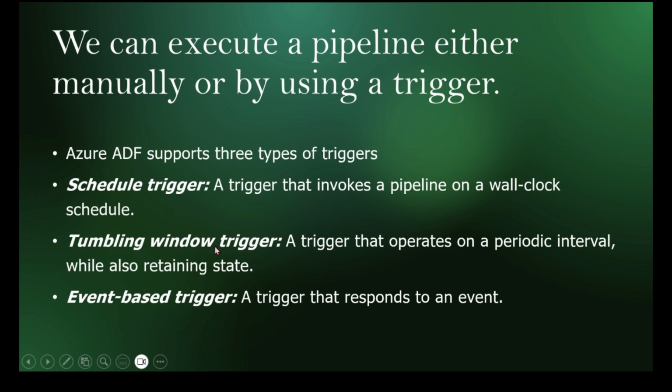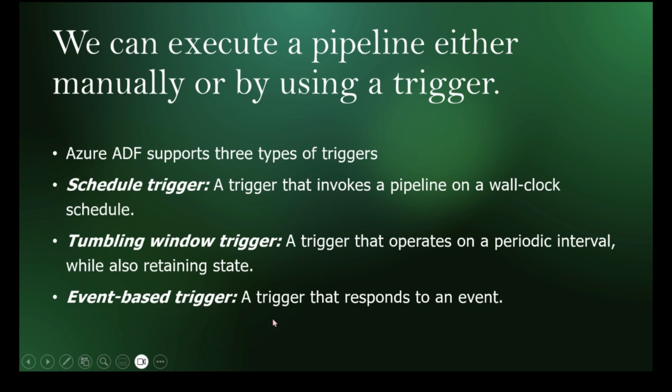And the second one is the tumbling window trigger, a trigger that operates on a periodic interval while also retaining state. So the tumbling window trigger is also like the schedule trigger, but it has some additional features we will discuss in the next slide.